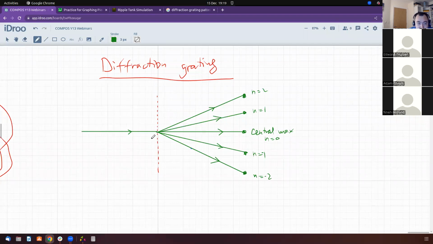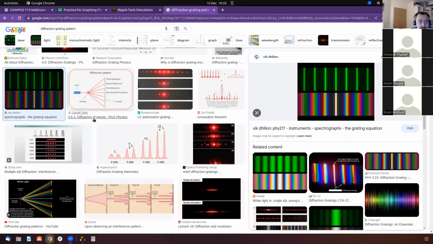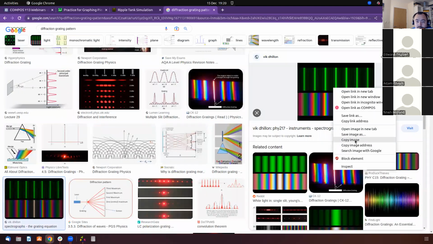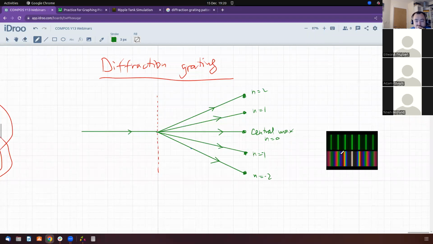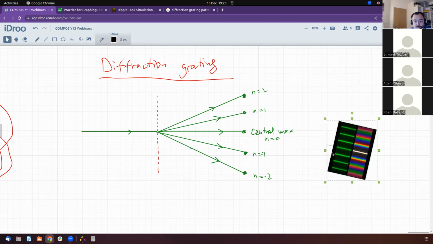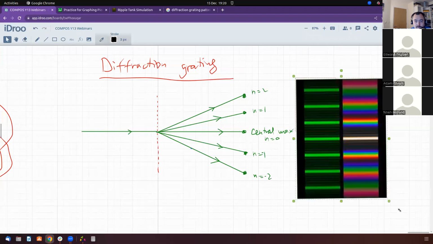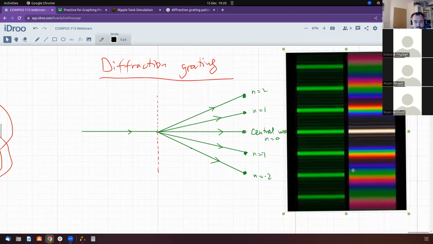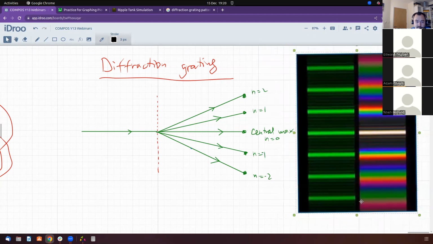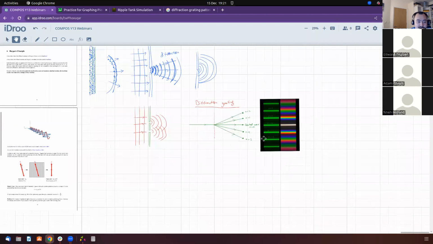Now, these are the directions at which you have maximum. So you have, just to make sense of it, this is the central maximum, n equals 0, n equals 1, n equals 2, n equals minus 1, n equals minus 2, etc.